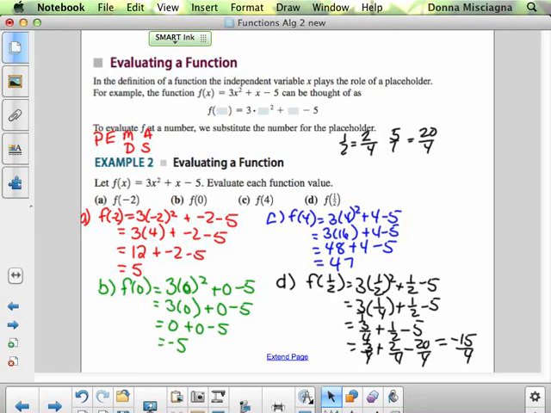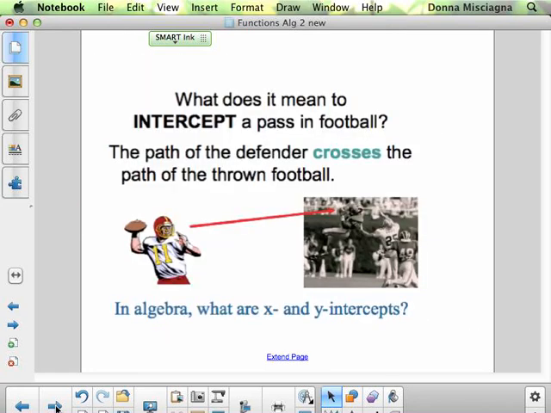And this is where I'm going to stop. And tomorrow we're going to look at more features of functions.